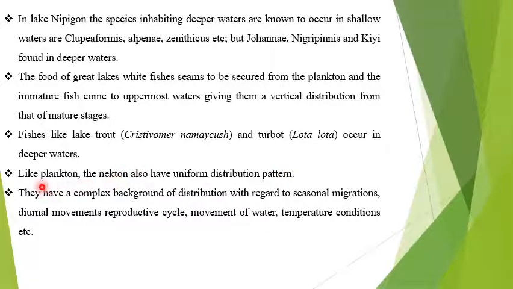Plankton are found according to various factors as we discussed, and nekton are also found according to various ecological factors. So nekton are also distributed in the whole lake according to choice. The complex background of the distribution includes seasonal migration, diurnal movement, day or night movement, reproductive cycle, movement of water, and temperature conditions. All ecological conditions affect the distribution of the nekton. Thank you.